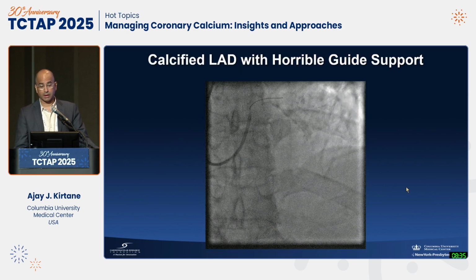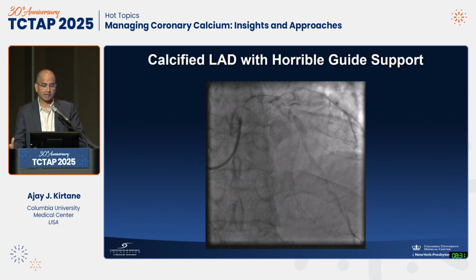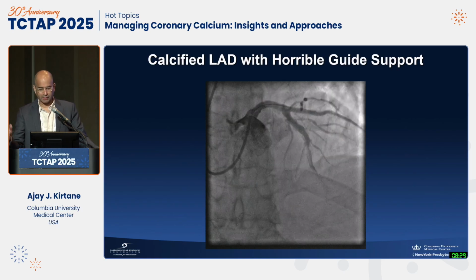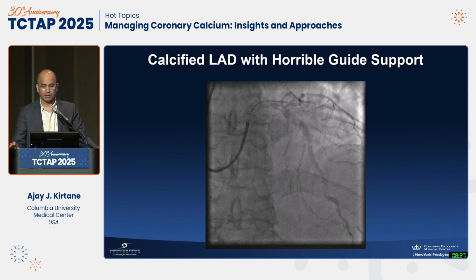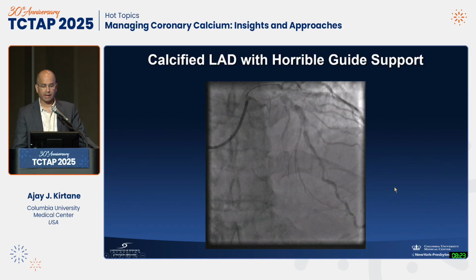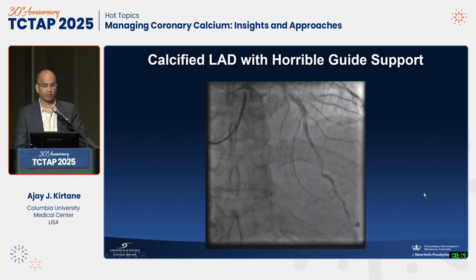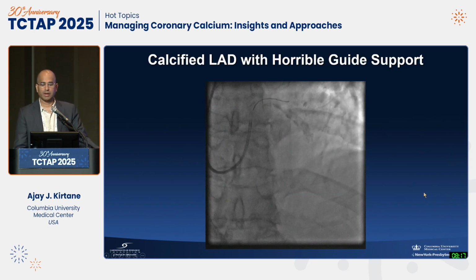Now, another case that I thought I'd show, just because I know orbital is not so available, but it's a nice thing to have. This is a case, I'm a radialist, this is a horrible guide support. There's a tortuous calcified area of the LAD, and there's 2 segments of LAD with heavy, heavy calcium here and then down here as well. The guide is terrible and nothing's going to deliver.